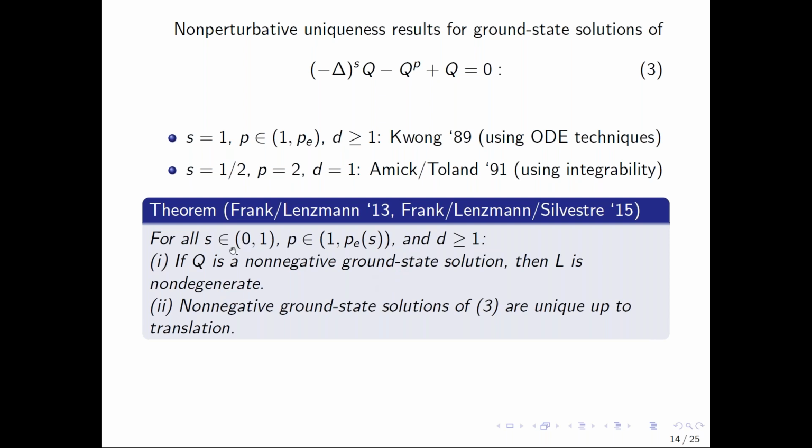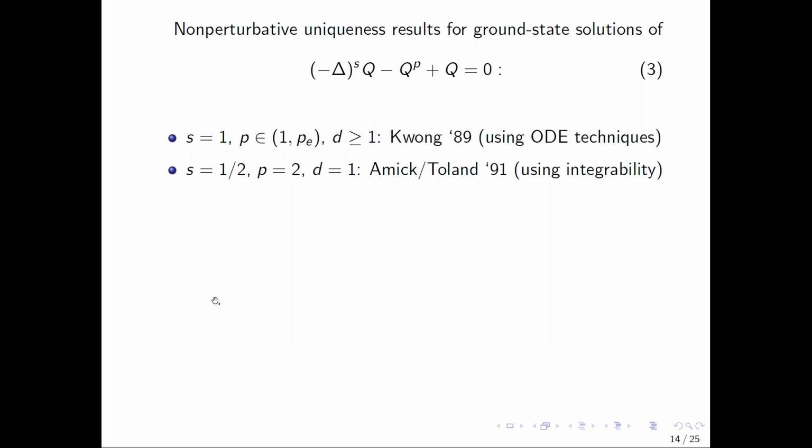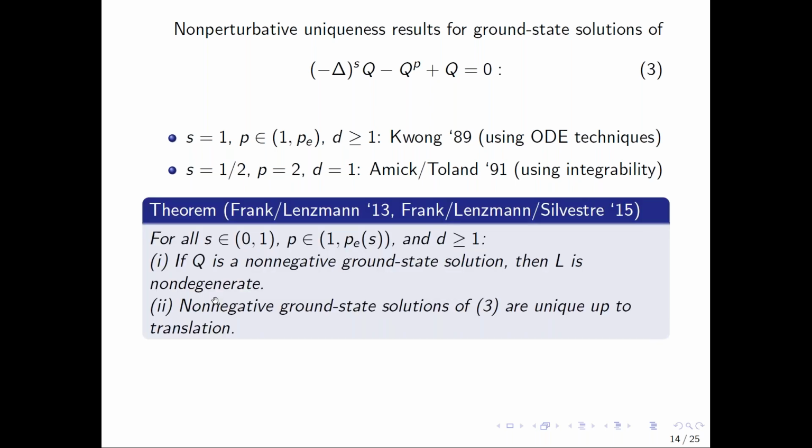So their theorem is that for all values of S between 0 and 1 and all energy subcritical nonlinearities in all dimensions, skipping to the second part, non-negative ground state solutions of this equation are unique up to translation. And the way they proved that is they first showed that this linear operator is non-degenerate. So how does that work? How do you get from nondegeneracy, which is a statement about the linearized operator associated with Q, a local statement in some sense, how do you get from that to a full nonlinear proof about uniqueness?